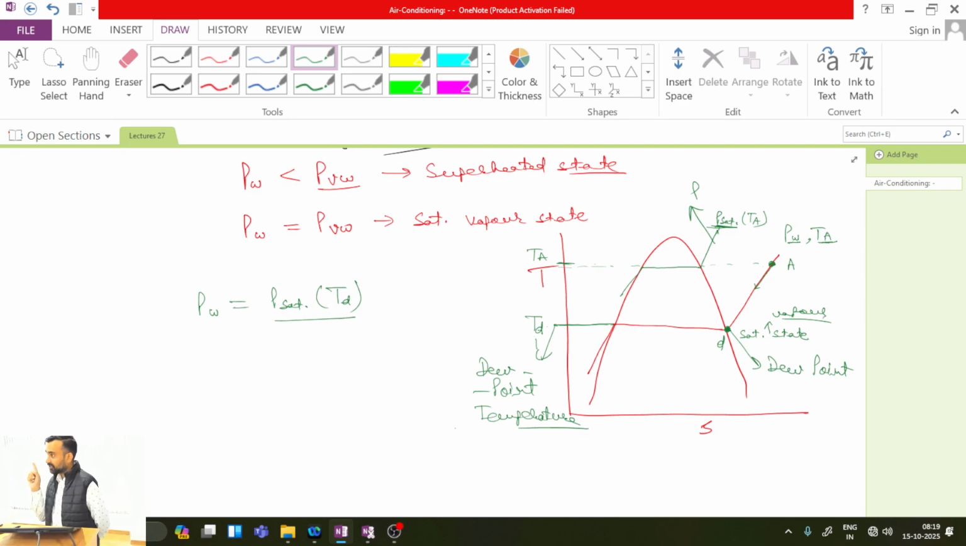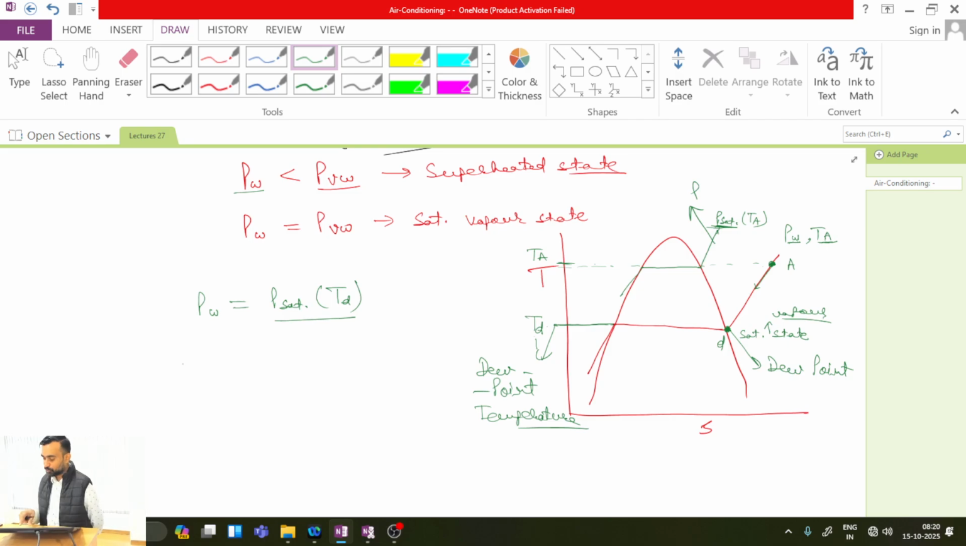So one interesting point, we have seen that when my partial pressure is less than the vapor pressure, then the state of water vapor in the moist air is nothing but the superheated state. And when the partial pressure is equal to vapor pressure, then the state is saturated vapor state. So if I start cooling the saturated vapor state, immediately the moisture will start forming.